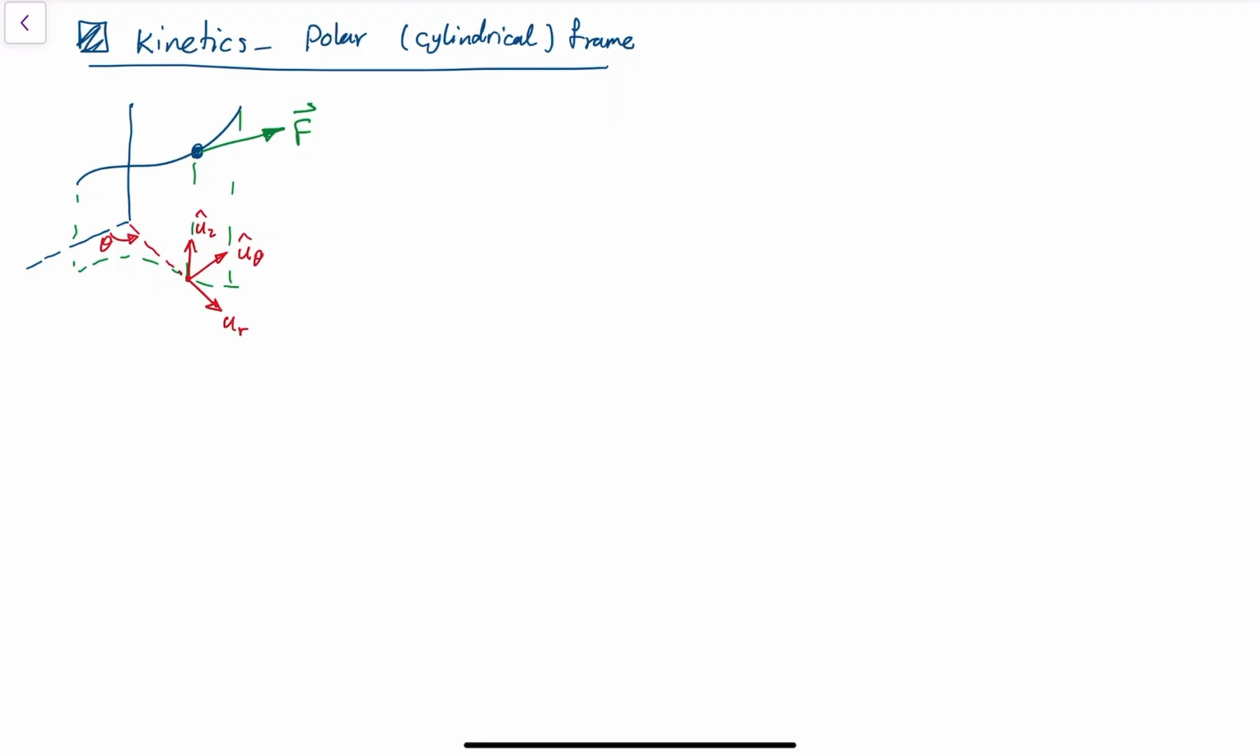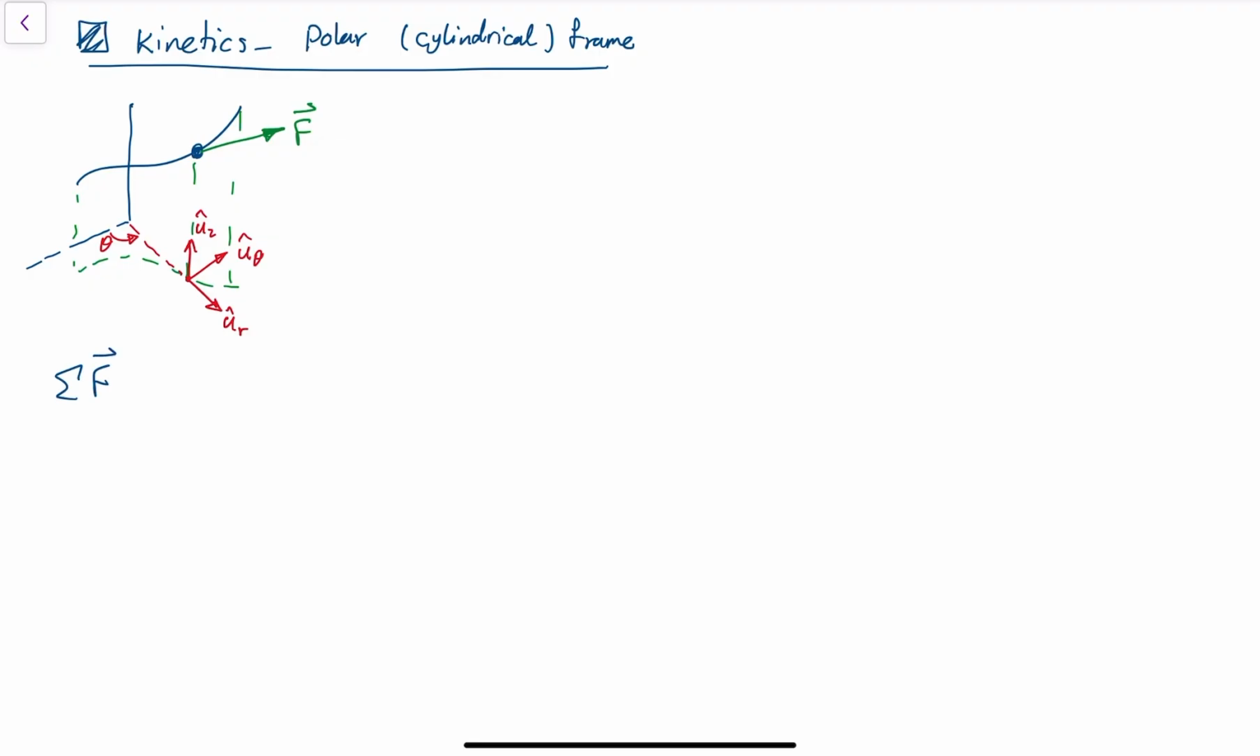If you have a motion in arbitrary 3D space, you can define two axes, u_r and u_theta, on the 2D projection of the motion, and a Z component that says how far up from that 2D plane you are. Now, if you have a net force acting on a particle moving around in space, you can decompose the force along these three cylindrical axes and write the equation of motion.